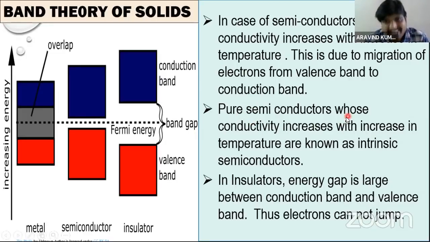Let me go for the pure semiconductors here. Pure semiconductors whose conductivity increases with increase in temperature are known as intrinsic semiconductors. This term I'll have to explain in the next slide. That's the reason I'm just making you aware of what an intrinsic semiconductor is. A semiconductor whose conductivity increases with the increase in temperature is called an intrinsic semiconductor.